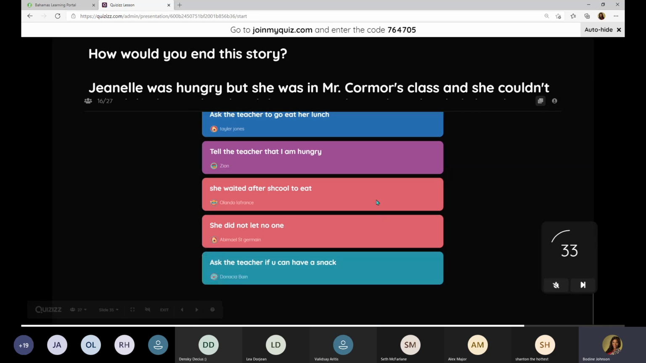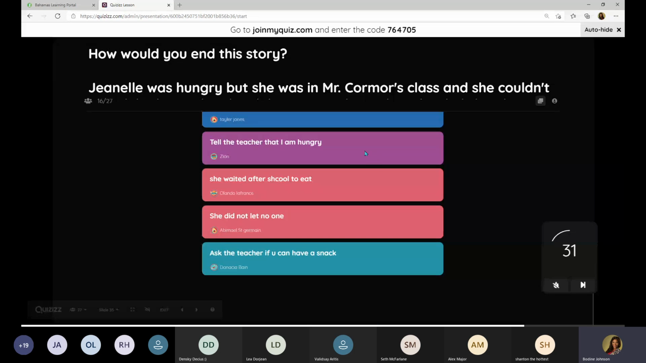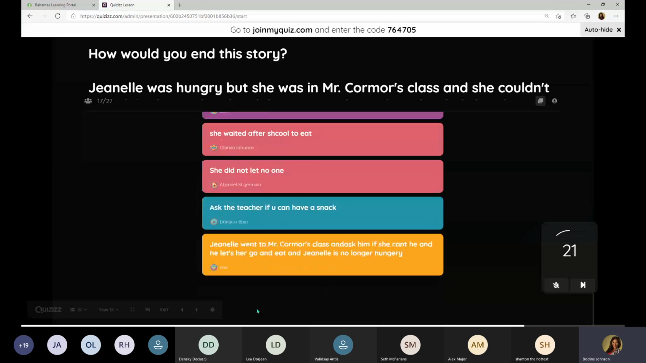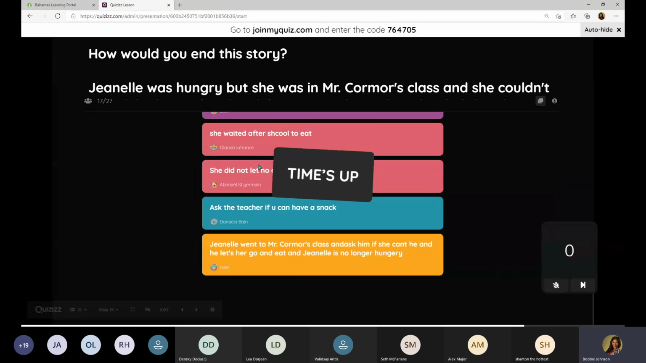Okay. She waited until after school. She asked the teacher if she can have a snack. Remember, you are not writing from your point of view. You are writing as somebody that is watching what Janelle is doing. Very good. Janelle went to Mr. Cormore's class and asked him if she could eat. And he let her go and eat. Therefore, Janelle was no longer hungry. Okay, that is the most correct answer. Thank you. Some grammatical errors there, but we can work on that a little bit later.